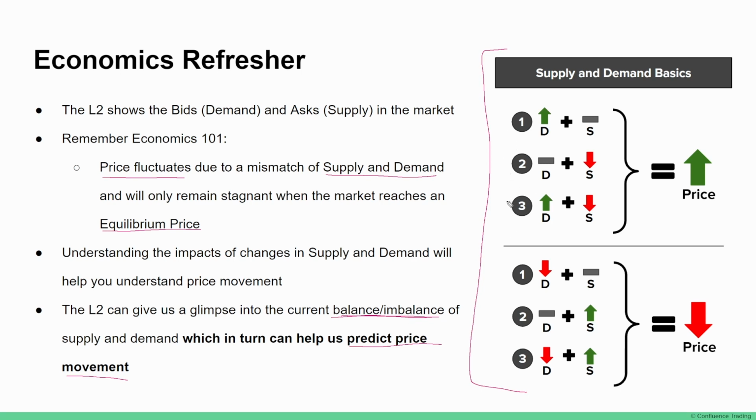These are basically the exact same thing. They're just flipped for price going up or price going down. But the first one is if demand for any good or demand for a stock goes up and the supply of that stock or good stays the same, price is going to go up.